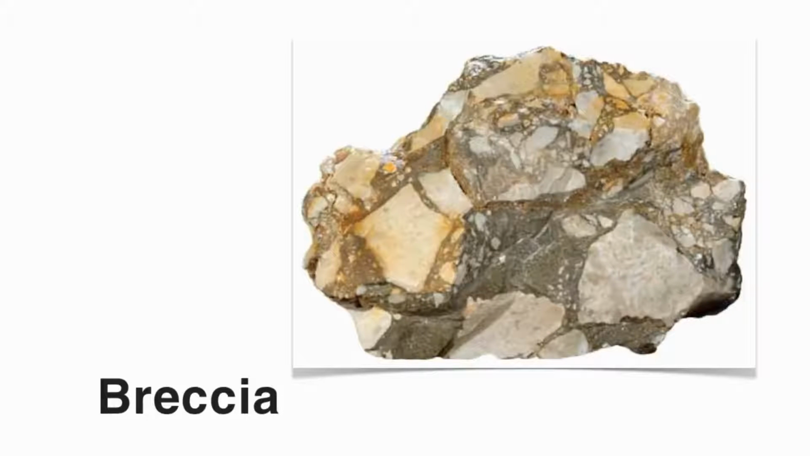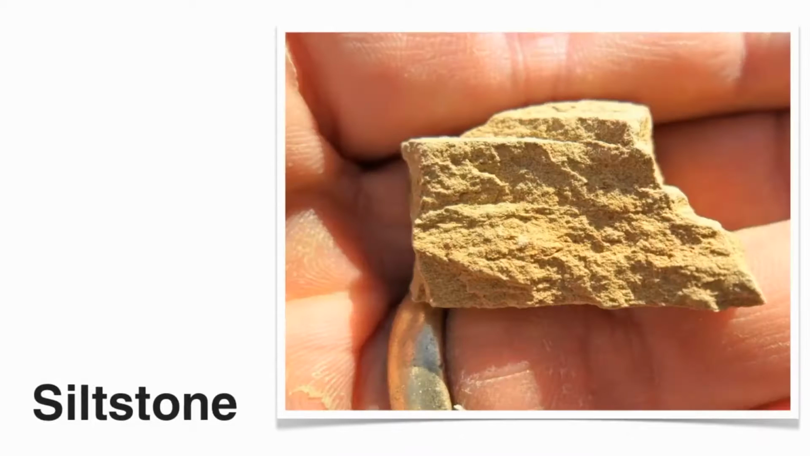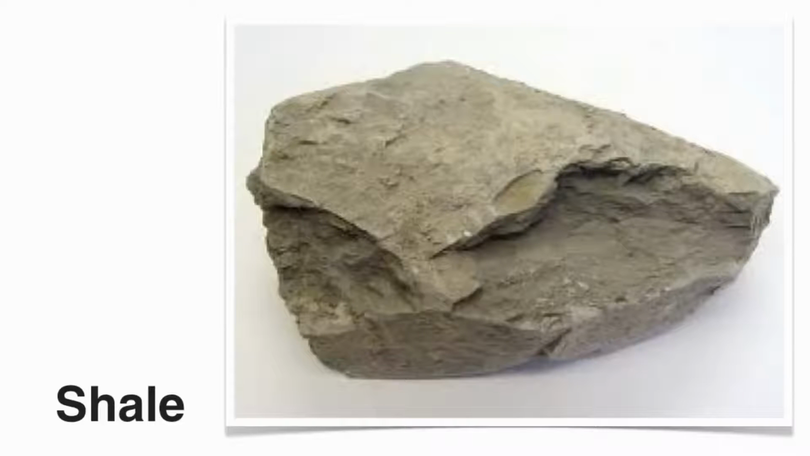Breccia, too, is made of all different sized sediments compacted and cemented together. The difference being the sediments in a breccia are not rounded. They are more angular, pointy, or jagged. Then we get to the sandstone. As you can imagine, sandstone is made of compacted sand grains. Siltstone, made of compacted silt. And shale, made of compacted clay particles.